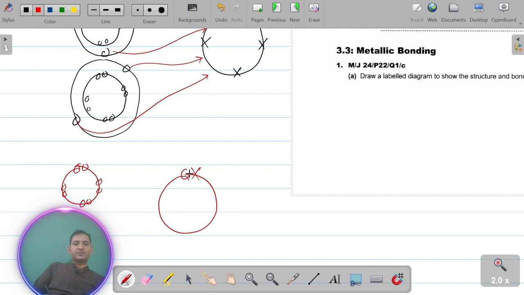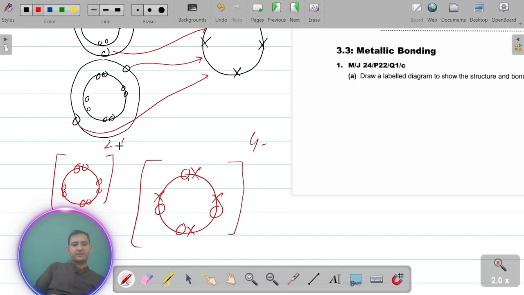So it is electrons coming from magnesium, from magnesium, and this is from magnesium, and it is from magnesium. So because it is receiving 4 electrons, the charge will be 4 negative, and the charge of this is 2 positive, and the charge of this is 2 positive. Okay, it is your final answer.